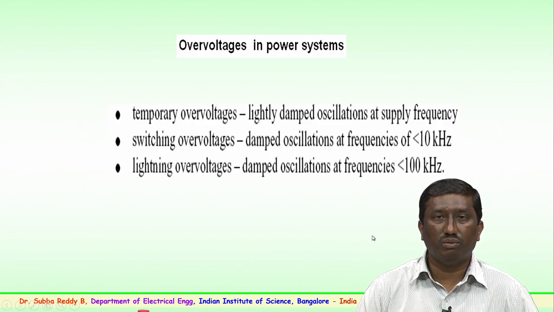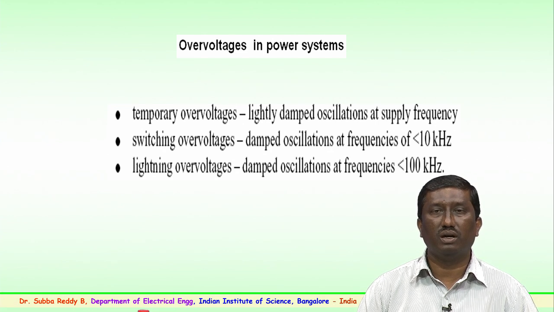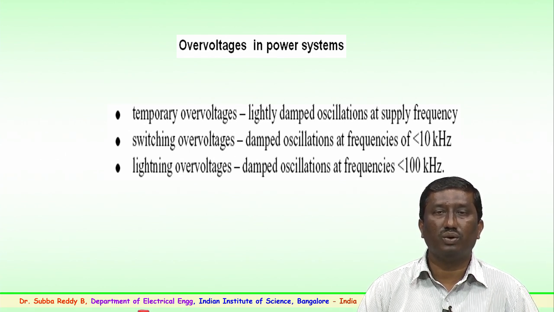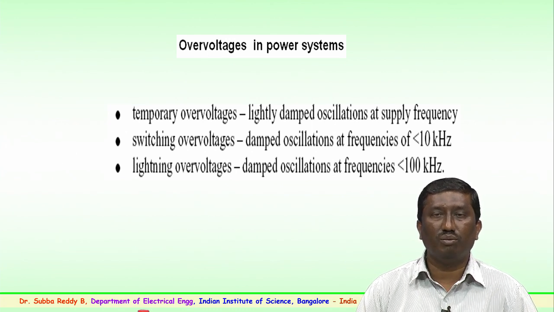Earlier I mentioned the over voltages which are likely to be seen in the power system network. Temporary over voltages are lightly damped oscillatory voltages at supply frequency. At the normal 50 hertz frequency, the over voltages are likely to happen, and these are known as temporary power frequency voltages.